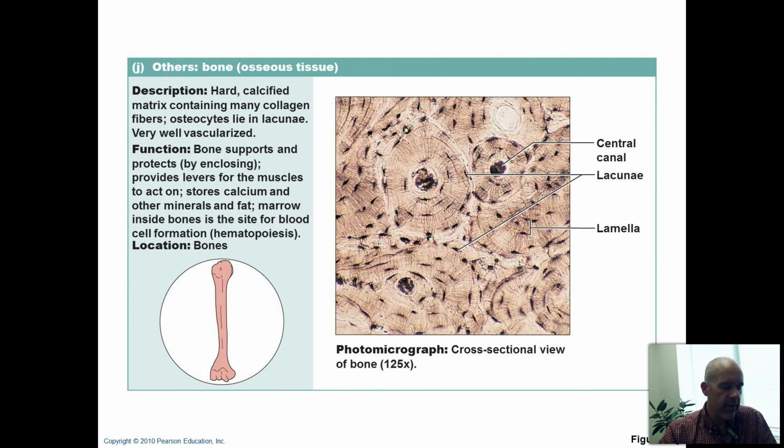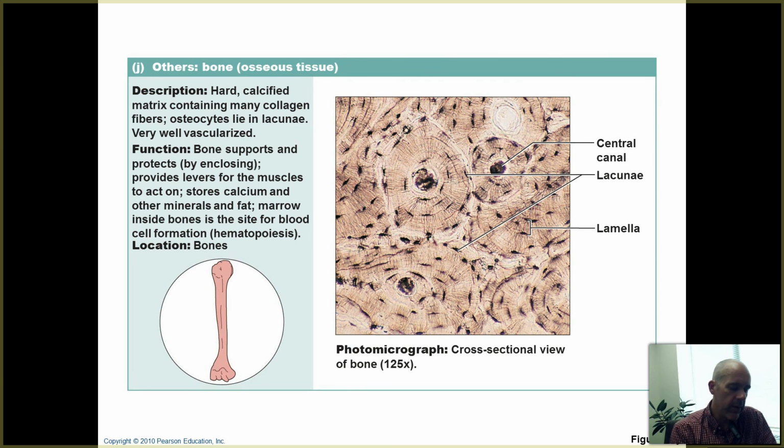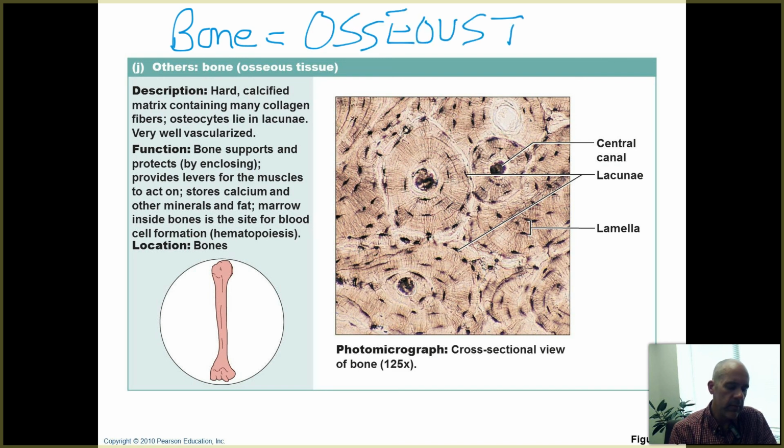All right, just briefly, other types of connective tissue. Third type is your bone, or osseous tissue. That's another name for bone. It is characterized by a hard extracellular matrix. You actually do have cells in your bone, and they're surrounded by this very hard matrix. The extracellular matrix has a lot of calcium in it, as you guys know you have calcium in your bones.